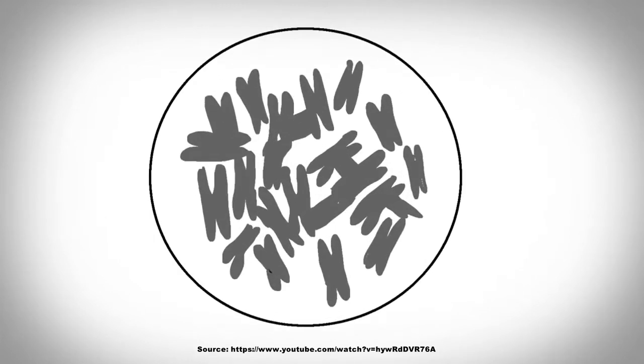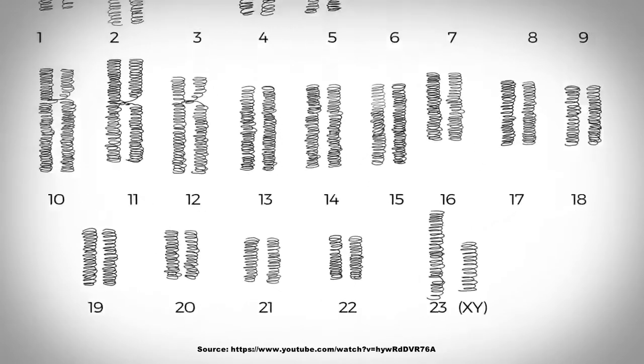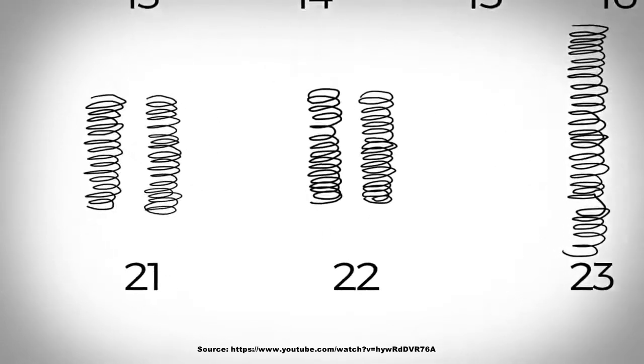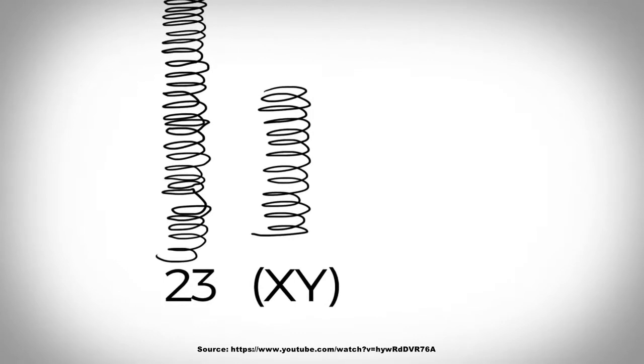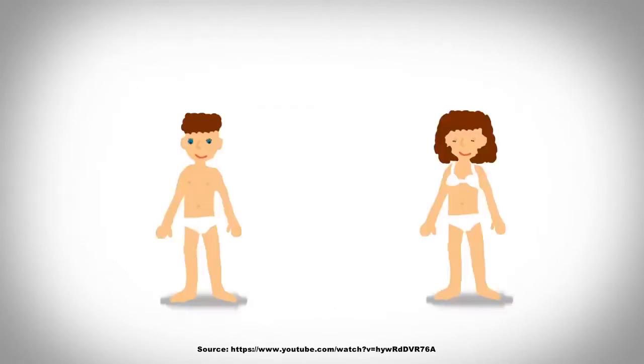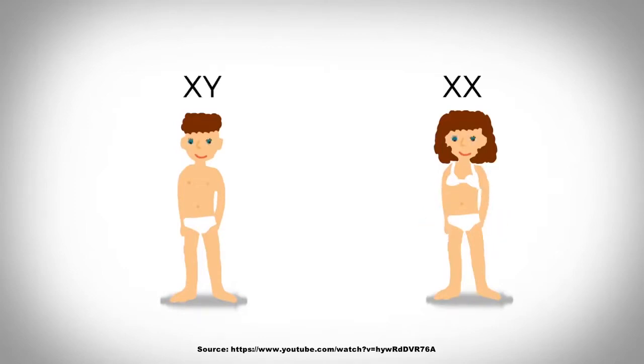In humans, each cell normally contains 23 pairs of chromosomes, for a total of 46. 22 of these pairs, called autosomes, look the same in both males and females. The 23rd pair, the sex chromosomes, differ between males and females. Females have 2 copies of the X chromosome, while males have one X and one Y chromosome.